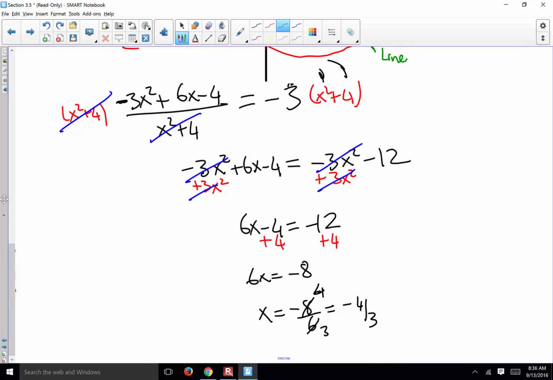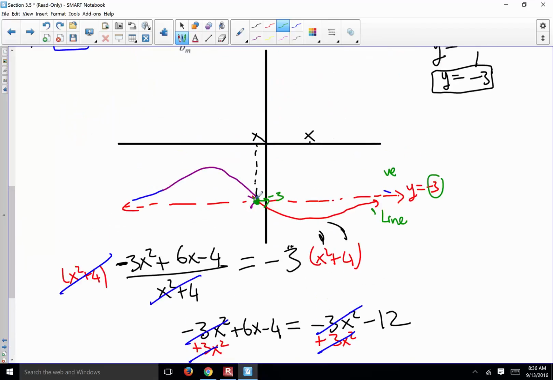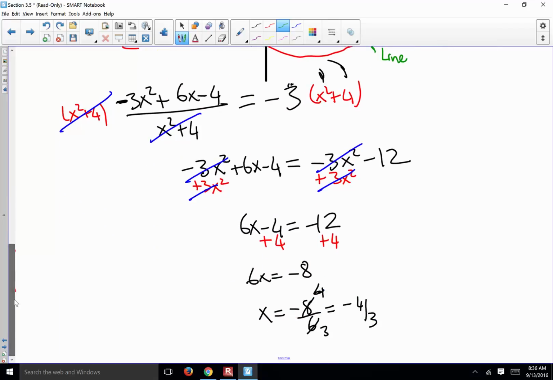But I know automatically, since this is a common point between two curves, and this second one is y equal -3, it always reads me -3 on any point on the line. So I'm gonna go with the point minus 4/3 and -3.